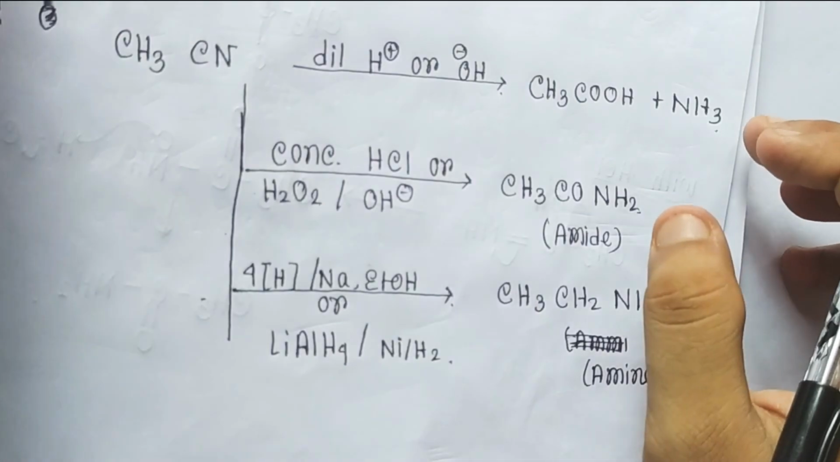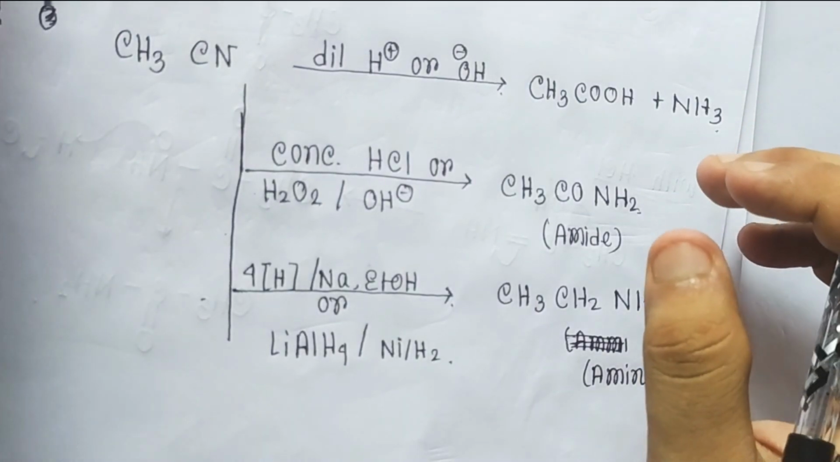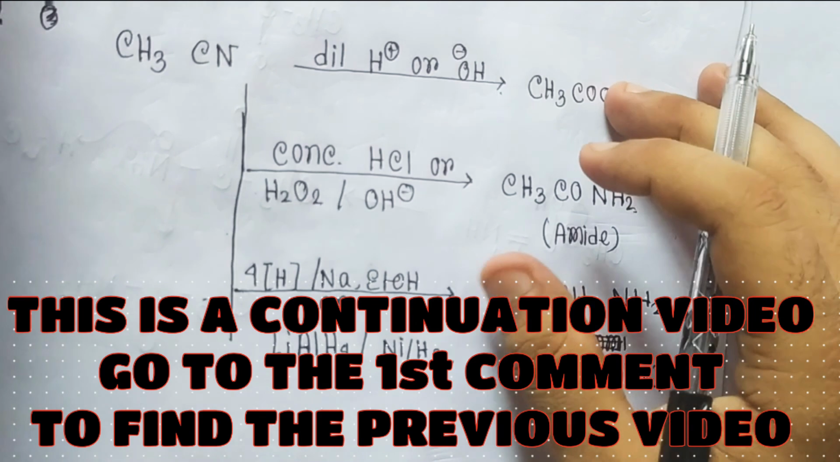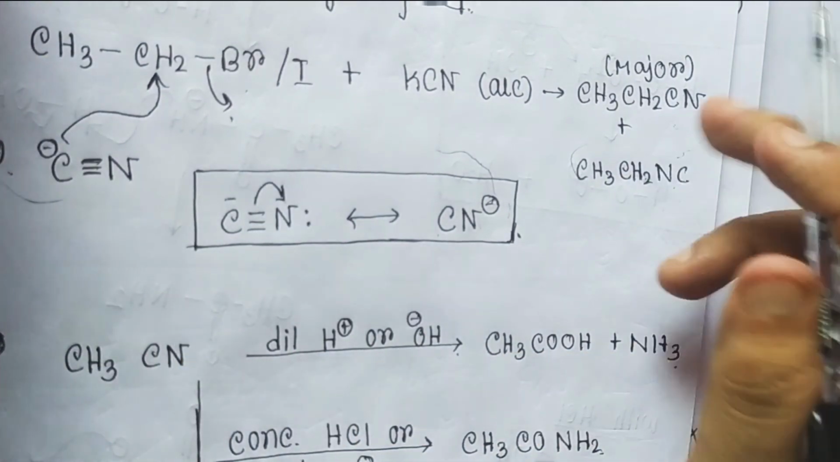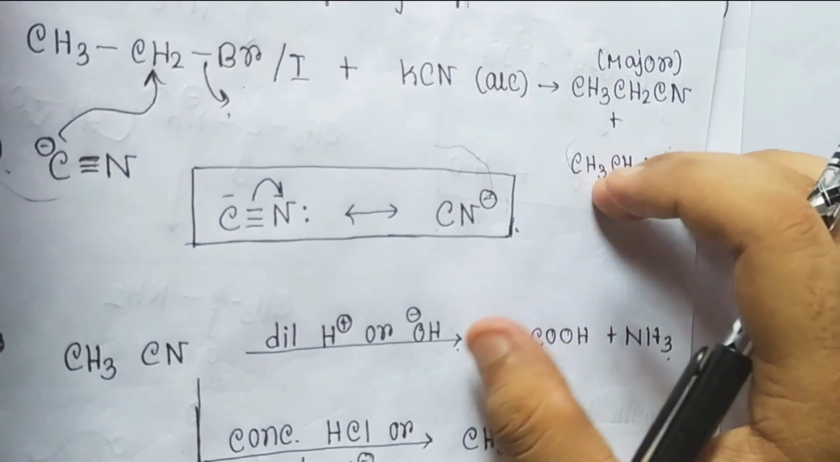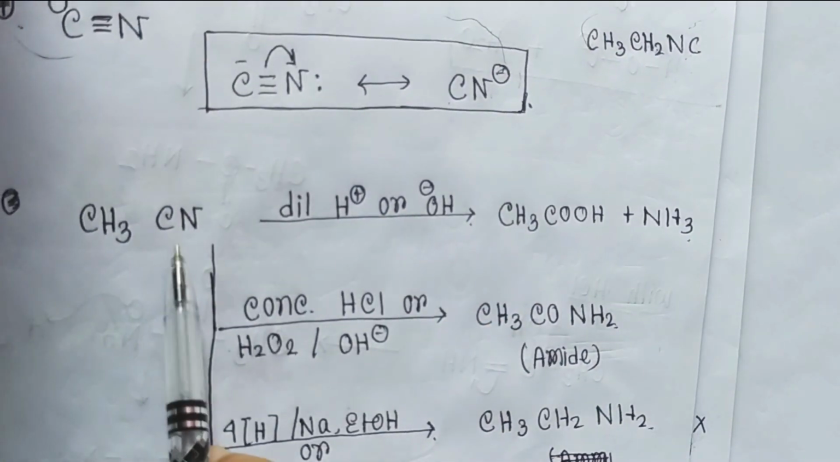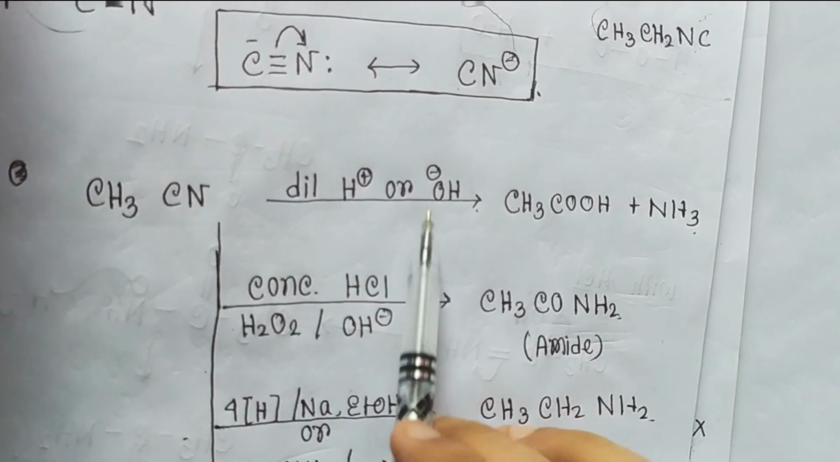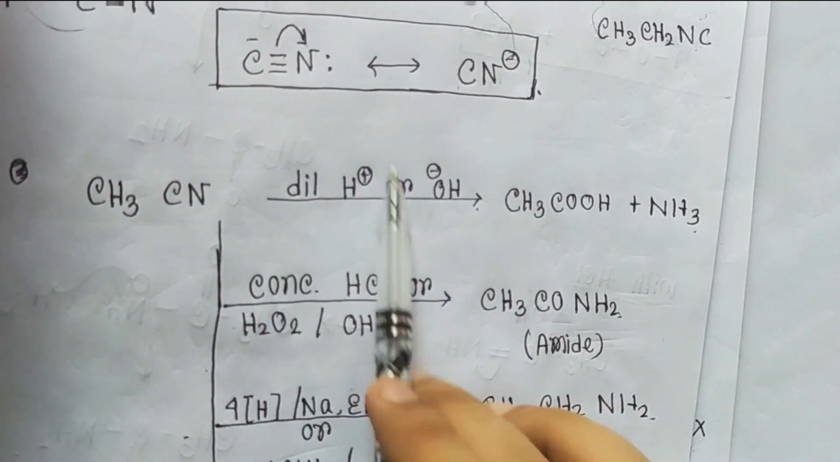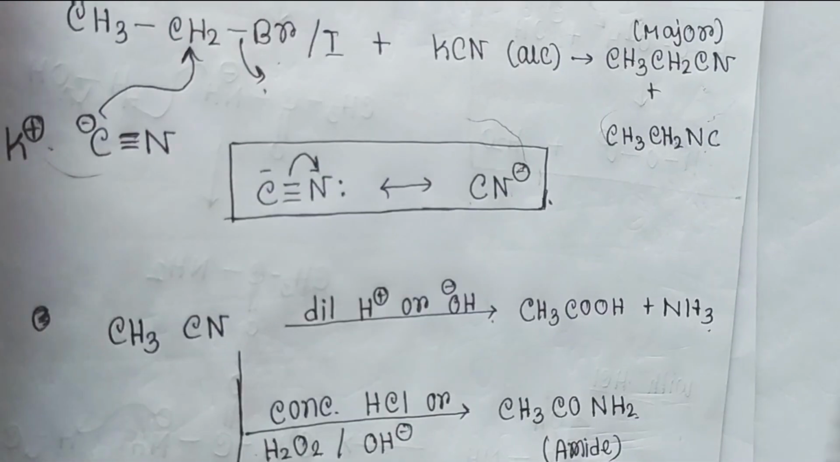Let's get into the product: what we can get from CH3CN. Why would we make this? From this we can have so many types of products. As you can see, if you just react it in the presence of dilute HCl or OH-, either a dilute acid or a dilute alkali.